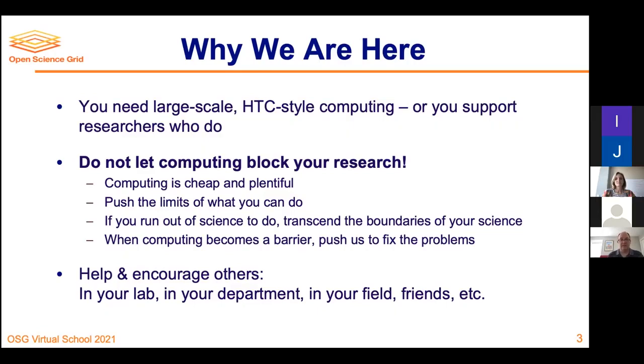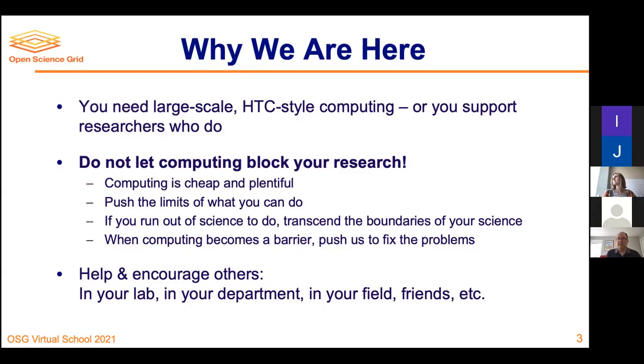In particular, of course, with computing and research. So if you feel like you're running out of science to do, if you've set out this program of computational research work and you're getting to the end of it, think about where you could go from there. Transcend the boundaries of your science. That sounds grand, but we've had the fortune, just in the last even 10 years, of seeing this happen multiple times with different groups in different domains. And it's really exciting. So think about ways in which you could use more computing and do more interesting and new science. And then if it happens that computing actually becomes a barrier, like you've defined some computing and you can't actually make that all happen, push us to fix the bottlenecks or the problems that prevent you from getting that done.